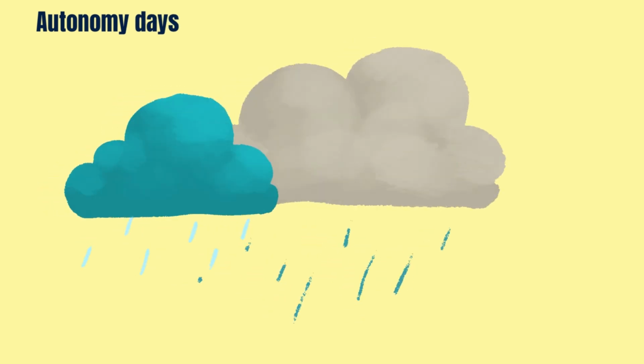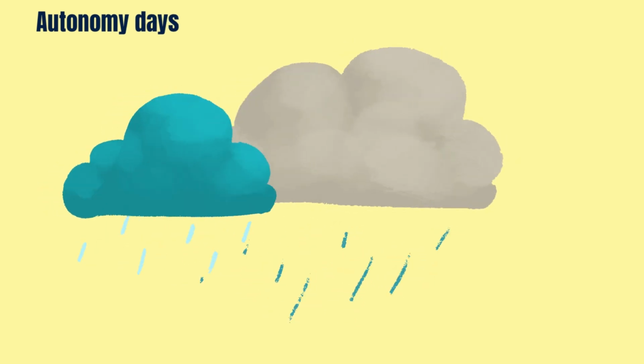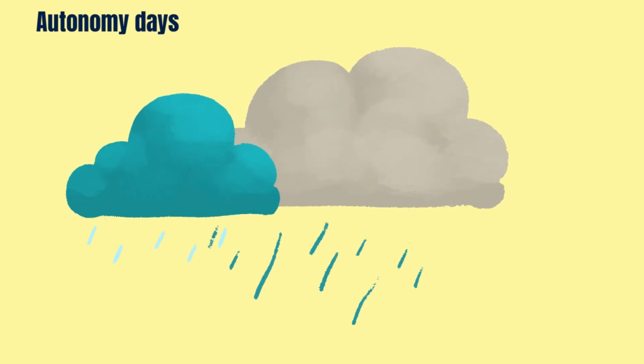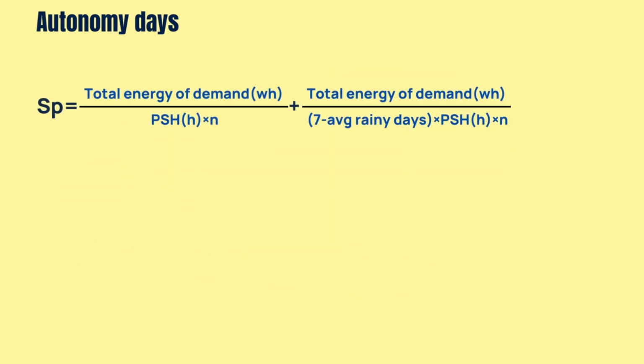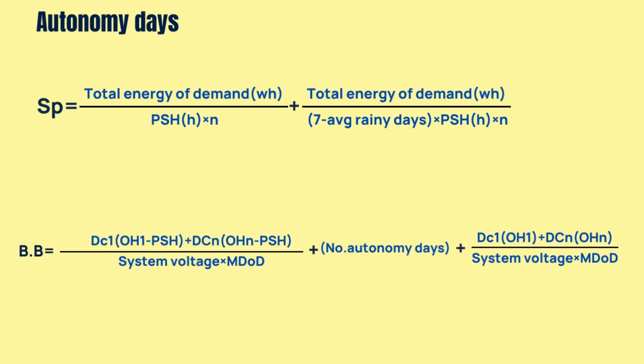If we take average rainy days into account, then we should revise the equation for calculating solar power, with rainy days in the week. The new equation will be this. If we have autonomy days, then we should take this into consideration while calculating the required battery bank. The new equation for the battery bank with autonomy days will be this.